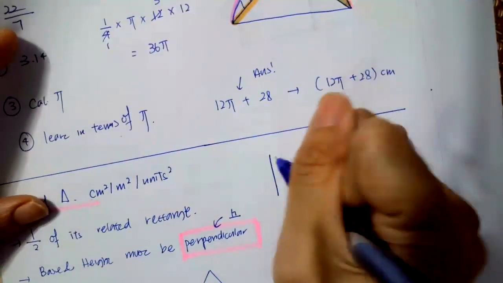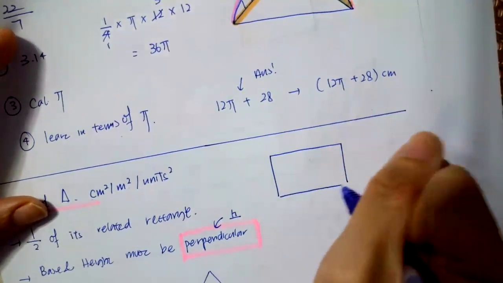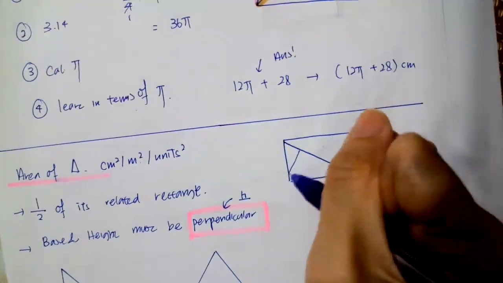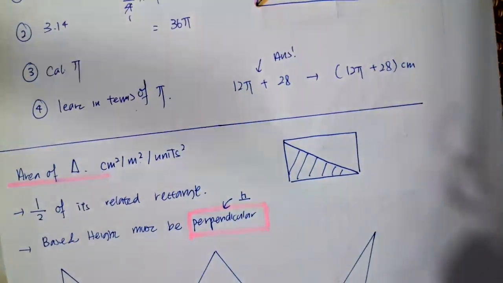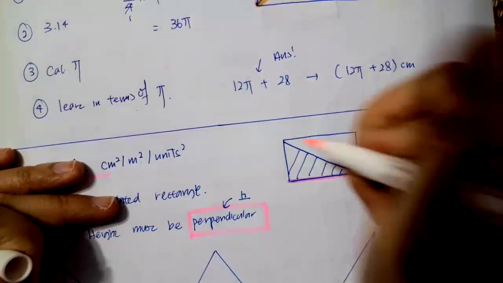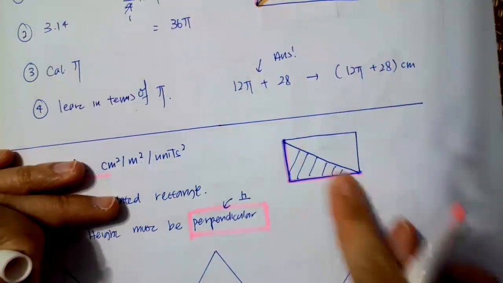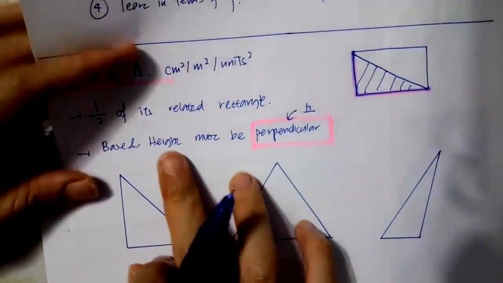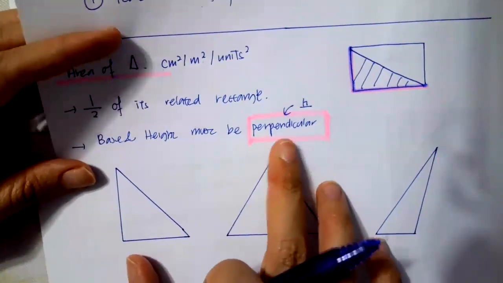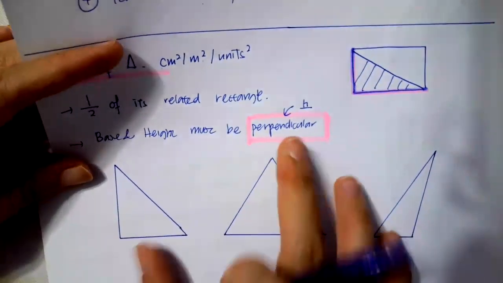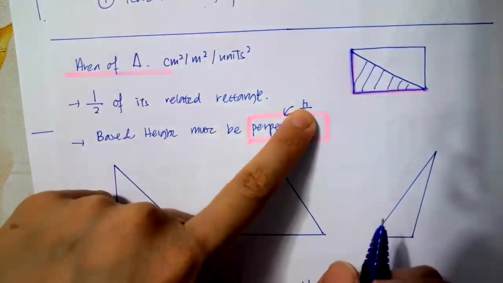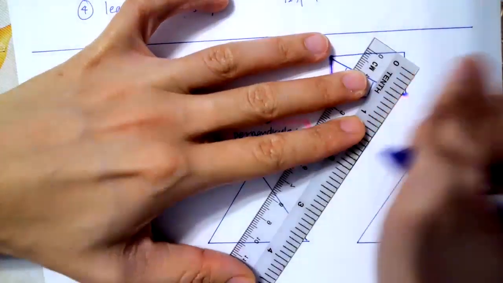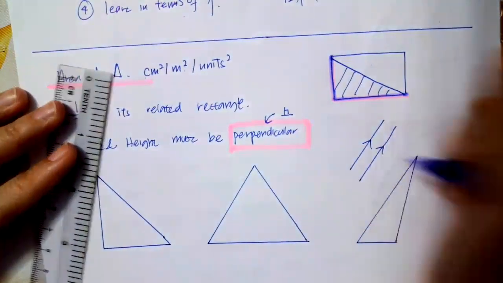Meaning, if this is my rectangle, then half the rectangle will be this, because this will be the triangle, and they share the same base and height as the length and breadth of the rectangle. Now next, base and height must be perpendicular. If you have forgotten what is perpendicular, perpendicular means the two lines form a right angle. Don't confuse these perpendicular lines with your parallel lines. Parallel lines is this. They will never meet.